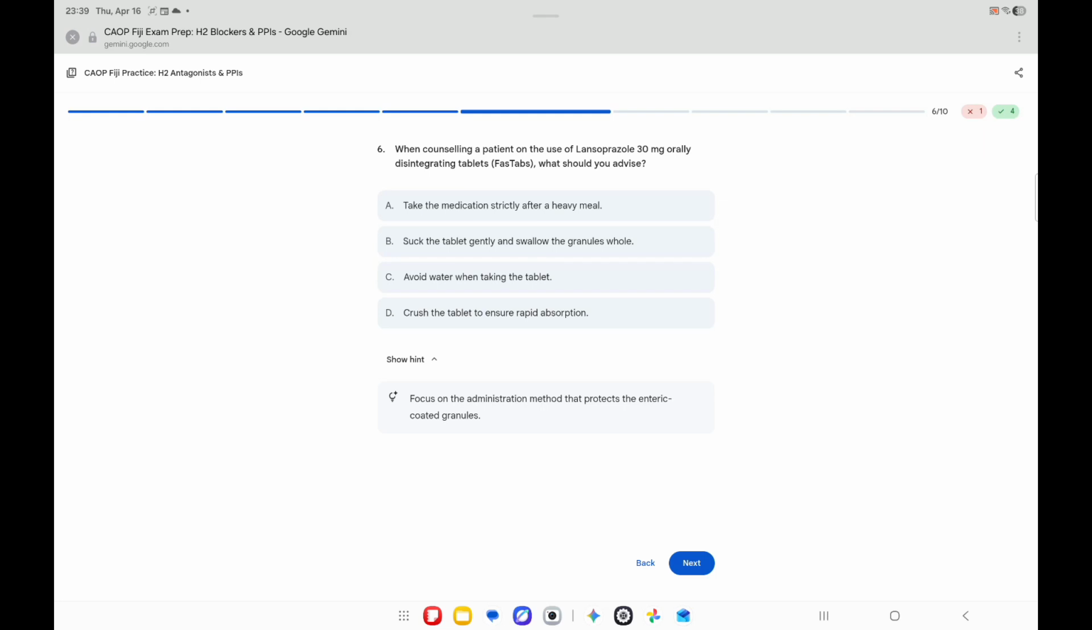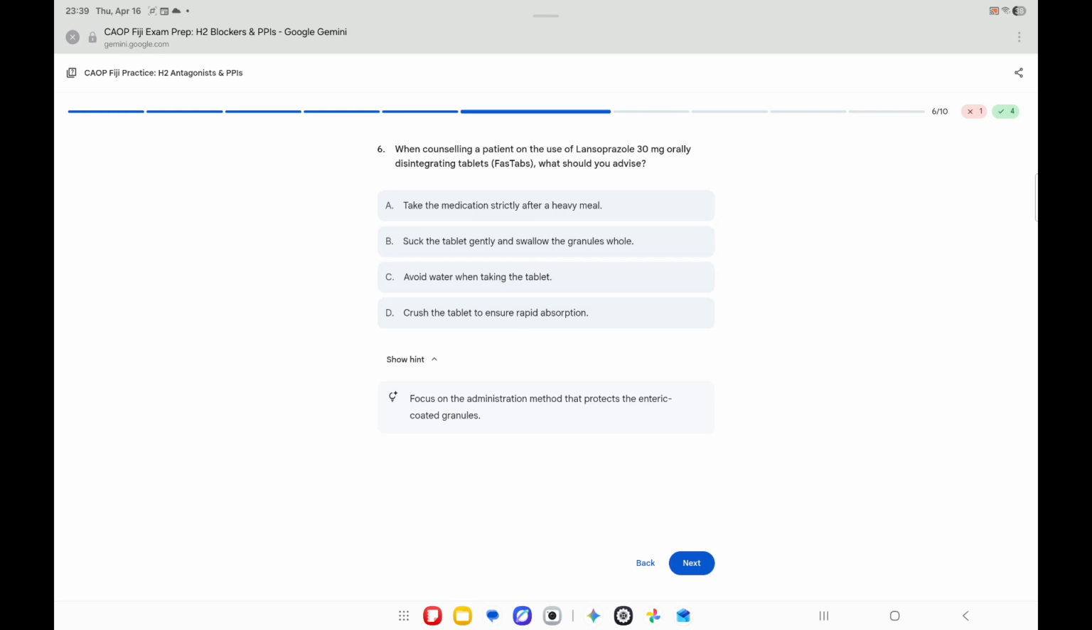So the question is, when counseling a patient on the use of lansoprazole 30 milligram orally disintegrating tablets like FastTabs, what should you advise? Option A, take the medication strictly after a heavy meal. Option B, suck the tablet gently and swallow the granules whole. Option C, avoid water when taking the tablet. And option D, crush the tablet to ensure rapid absorption.